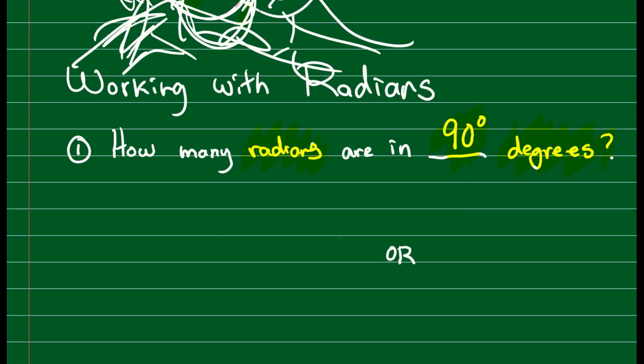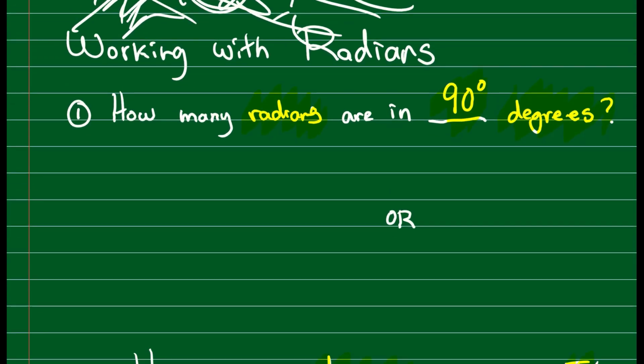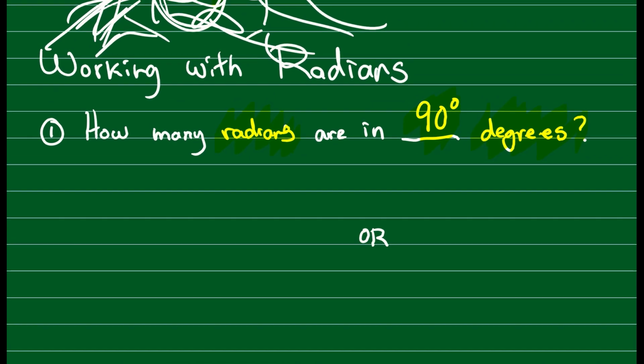Anyway, let's continue. Working with radians. How many radians are in 90 degrees? This should be an easy conversion back and forth. And for my students in calculus, I do expect them to know this measurement conversion fairly easily. So let's see. How many radians are in 90 degrees?